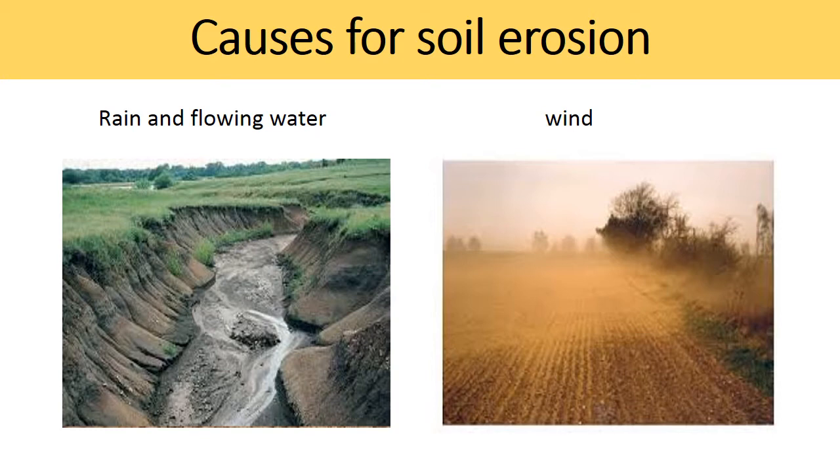The first cause is rain and flowing water. The topsoil, the fertile part of the soil, is washed away by the flowing water. You can observe in this picture a river, which will wash away the topsoil near the banks. The second picture shows another cause of soil erosion, the wind. During the dry season, the wind will remove the top layer of the soil as dust.